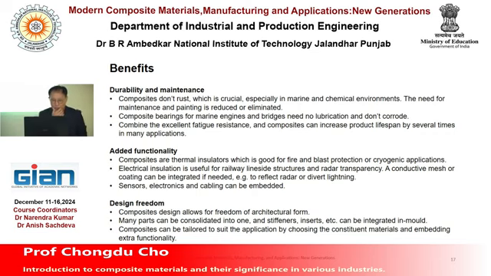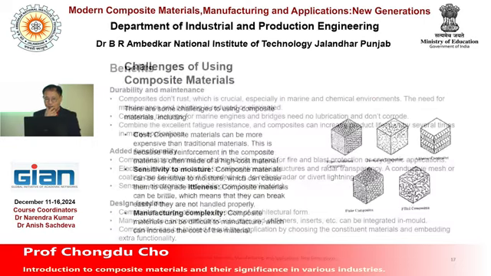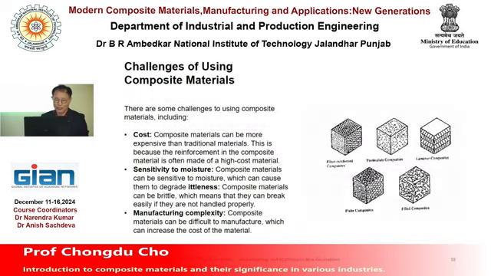Okay? Using composite material, there are some challenges. The most worrisome is cost. It's expensive. Composite material can be more expensive than traditional material. It's much more expensive than traditional material. This is because reinforcement in composite material is often made of high-cost material. Not just that. The material cost is okay. That can be covered. But the problem is the manufacturing cost is so high.